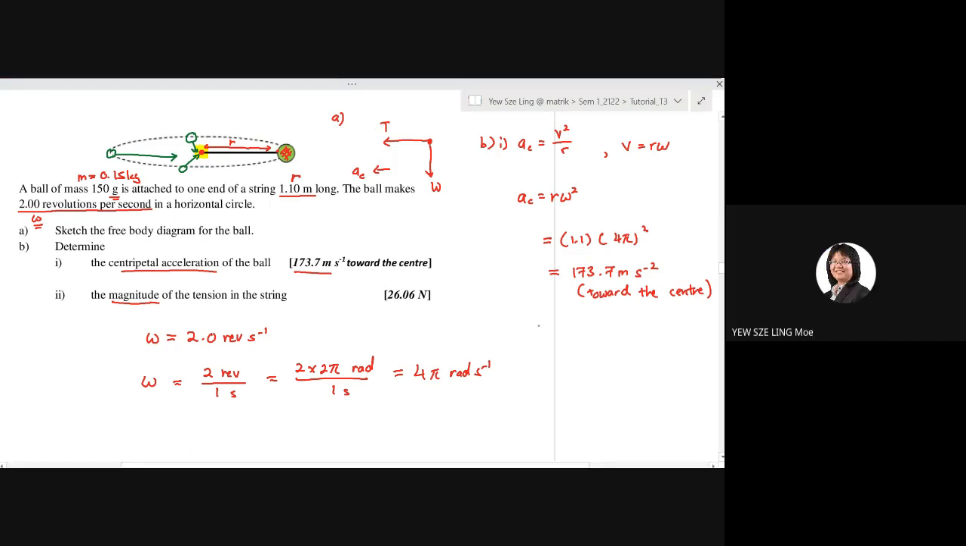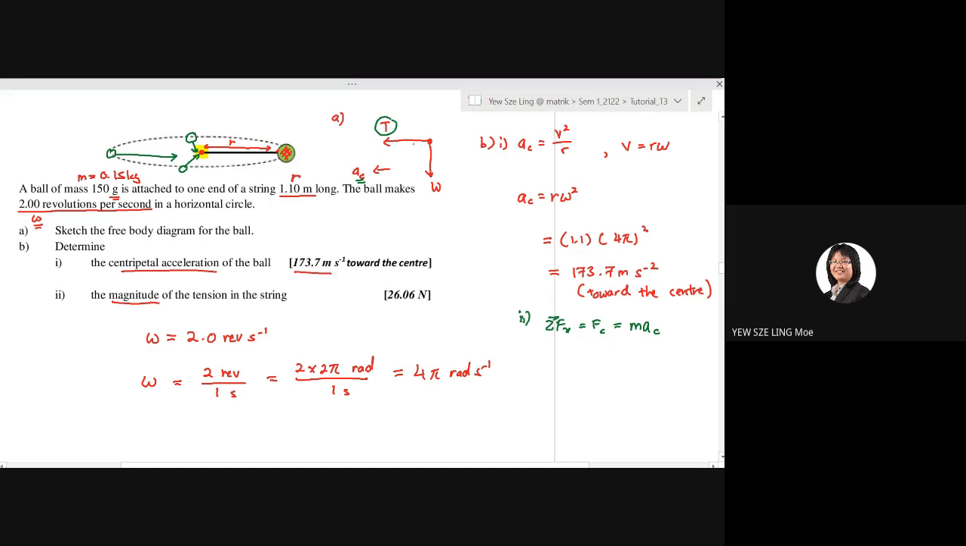Right. So now let's look at question number 2. Question number 2 asks you to calculate the magnitude of tension. So how are you going to calculate? Let's go back to the free body diagram. According to the free body diagram, I have a tension, and tension is going to the left. It is in the same direction as my AC, which obviously is a force that causes my object to move in circular motion. Therefore, I'm going to use summation Fx equals Fc, the centripetal force, equals m AC.